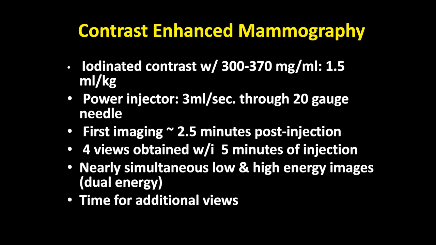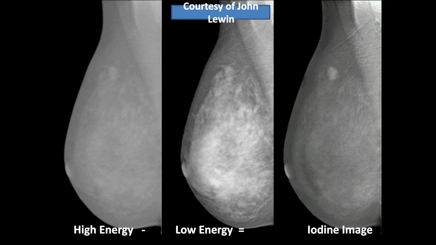This is an example of an early contrast mammo that was given to me by John Lewin, who actually helped develop this methodology. And this was not done on a dedicated machine. This is the high energy image, which is kind of very blurry to look at. The low energy image is the equivalent of a digital radiograph, and so you don't need to do an additional mammogram. And this is the iodine image, and you can see this cancer that was hidden in the dense breast tissue very easily.